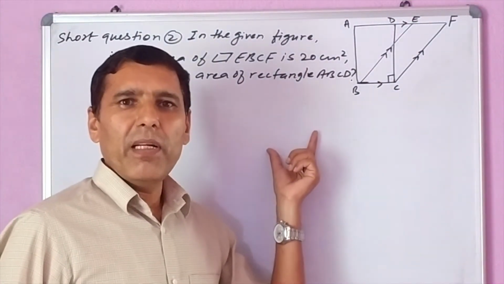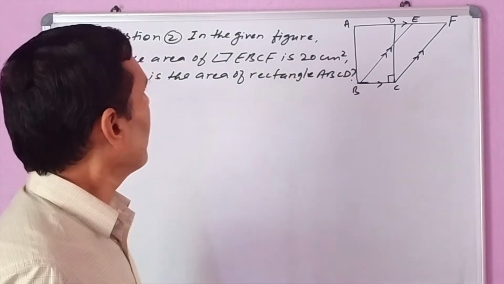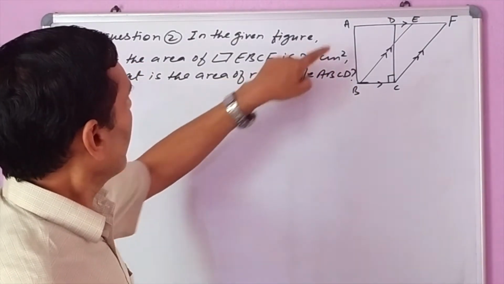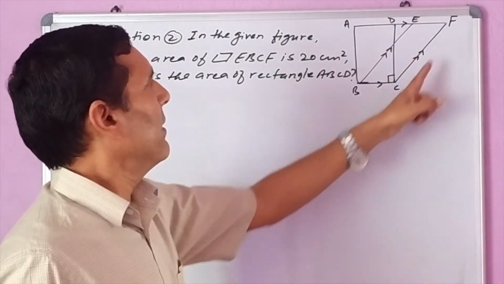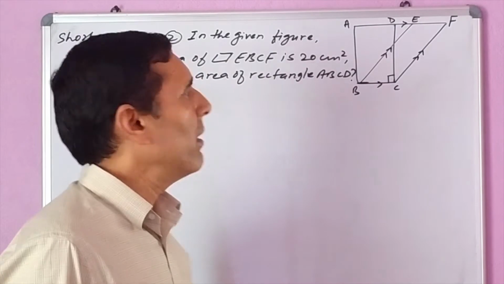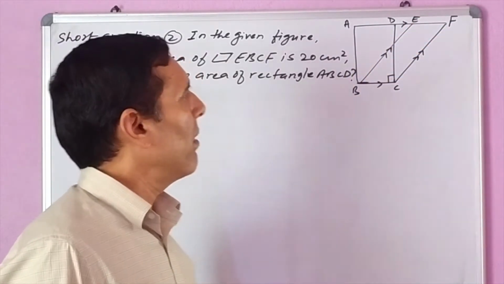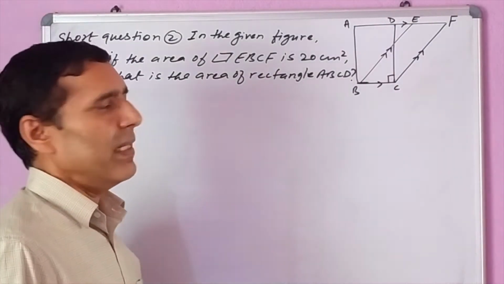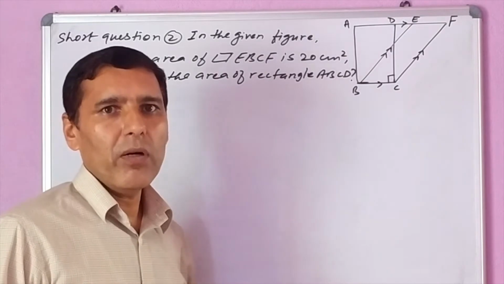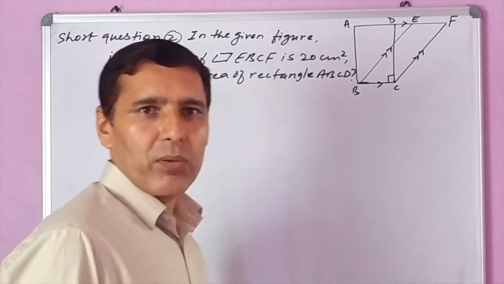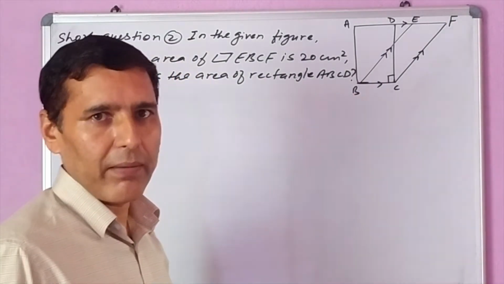Here we have another very short question. The question is like this. There is one figure. In this figure, according to the question, ABCD is a rectangle, EBCF is a parallelogram, and the area of parallelogram EBCF is given. We have to find the area of rectangle ABCD. We know that a rectangle is also a parallelogram. Square, rectangle, rhombus, these are also parallelograms.